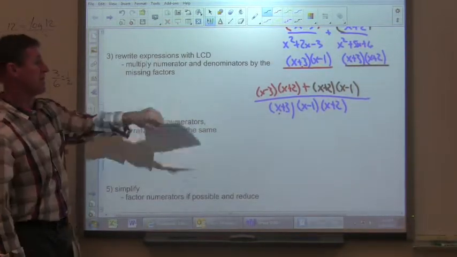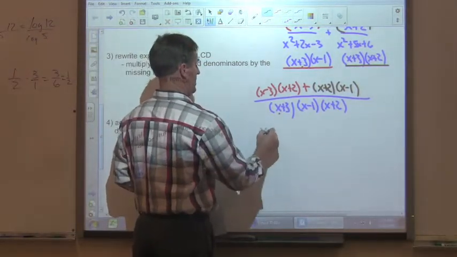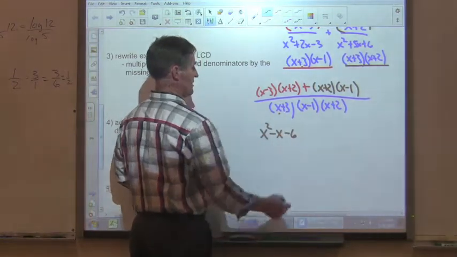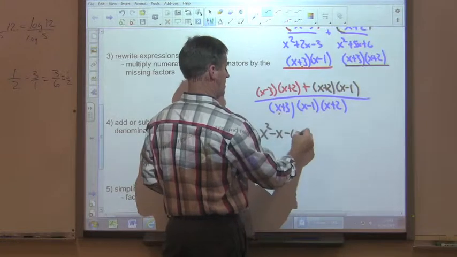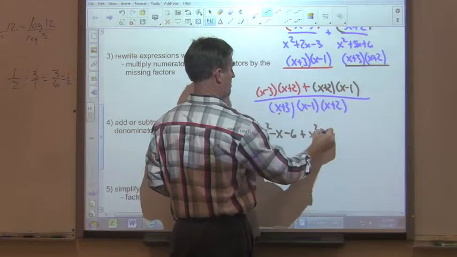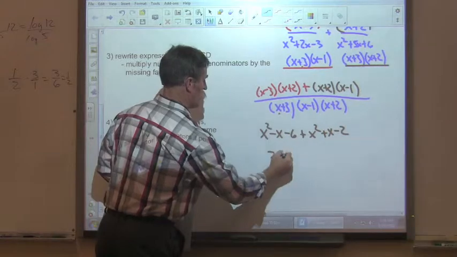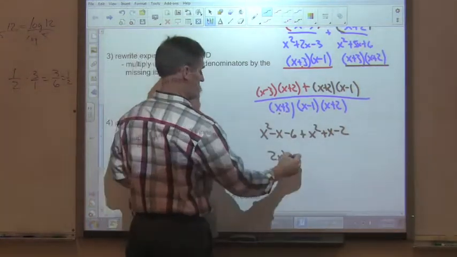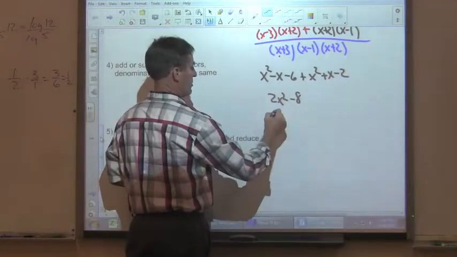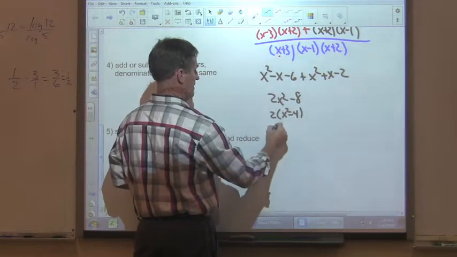Okay, so now we simplify this, so I'm going to have to FOIL that. That would be x squared minus x minus 6. And this would be plus x squared, 2x and minus x, we have plus x minus 2, which simplifies into 2x squared, the x's cancel, minus 8. I can factor that, I can pull a 2 out, and then I can factor that.